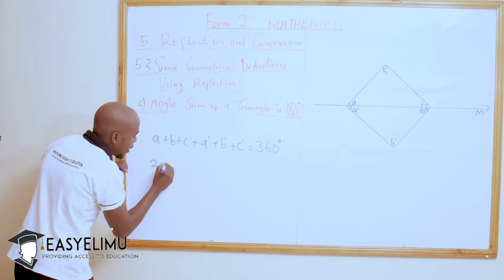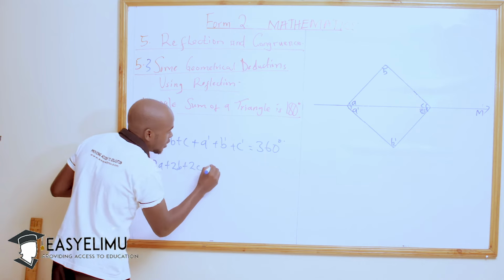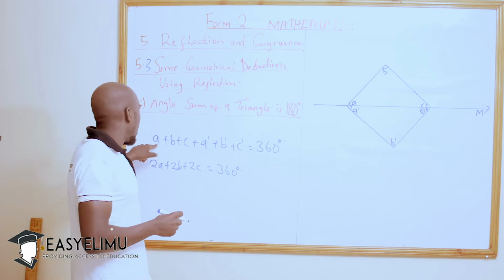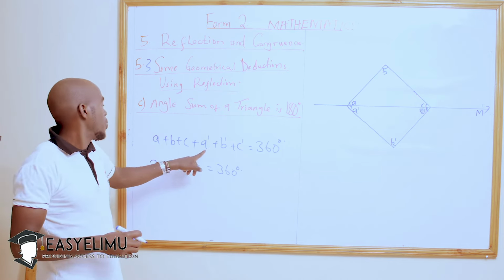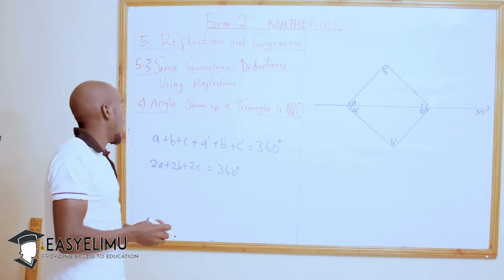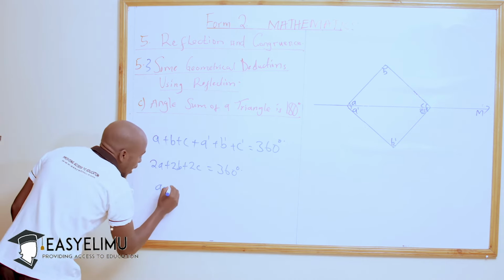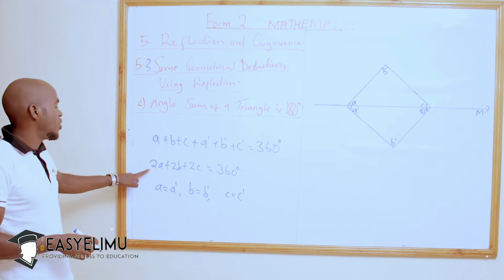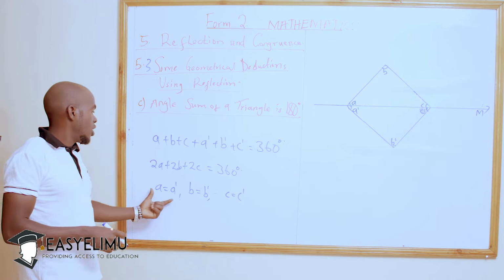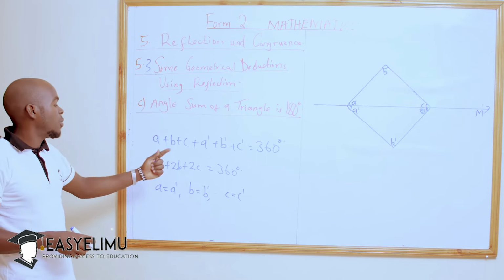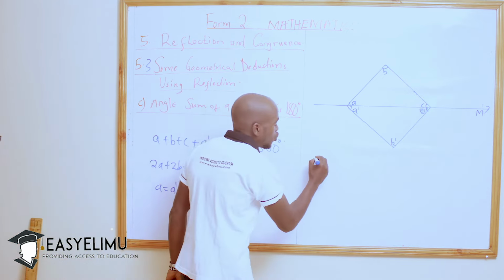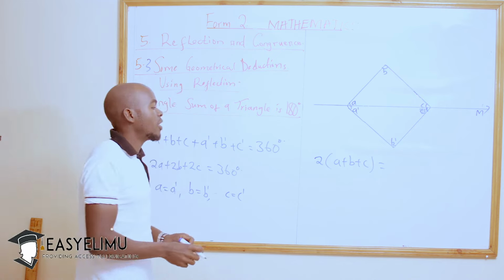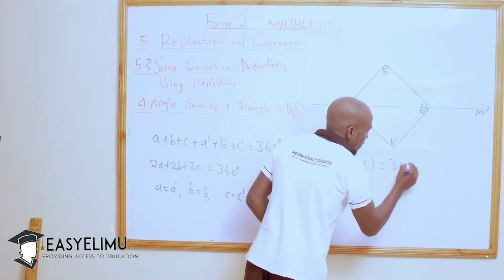we are going to get 2A plus 2B plus 2C is equal to 360 degrees. The reason being that angle A and A prime are equal, B and B prime are equal, C and C prime are equal. That's what I'm trying to say. So we are going to have 2A plus 2B plus 2C, and if we factor out, we have 2 into A plus B plus C, and that will give us 360 degrees.